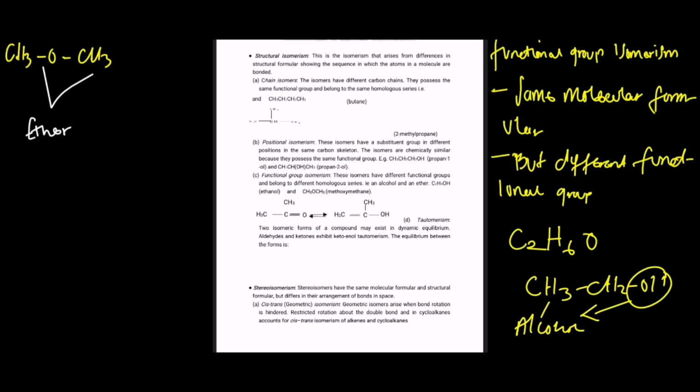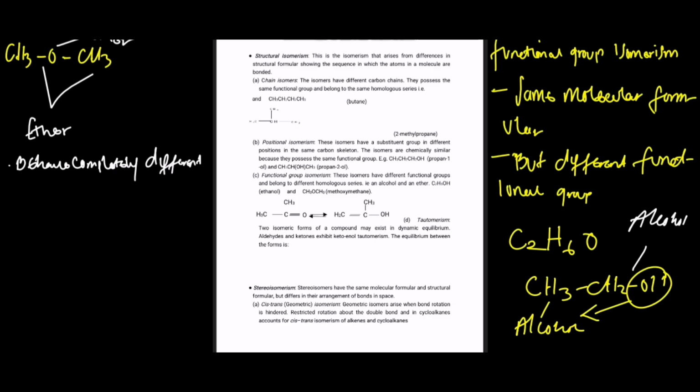We find out the O represents the ether linkage, while the OH represents the alcohol group. Since they have different functional groups, they behave completely differently. They do not have similar chemical properties. They are completely different. That is the functional group isomerism.